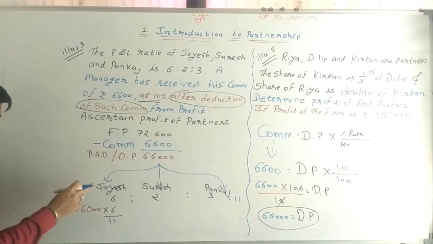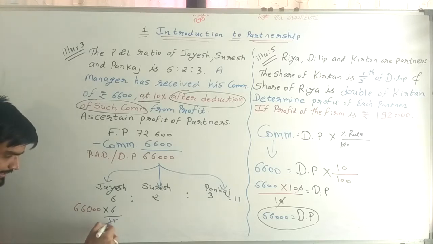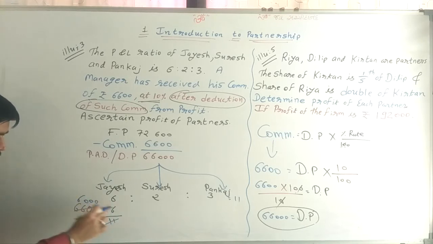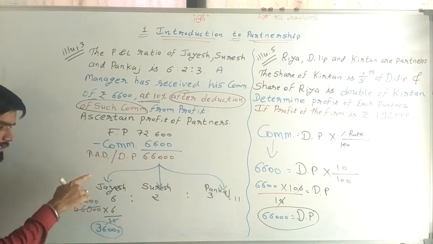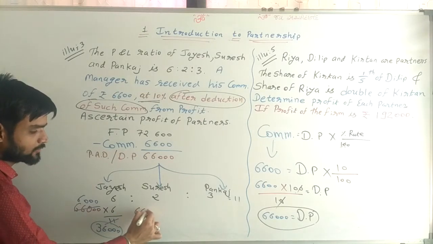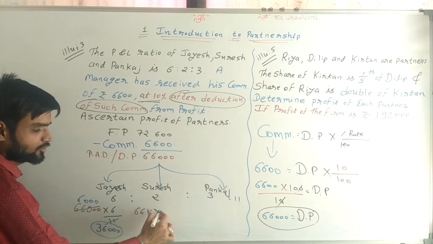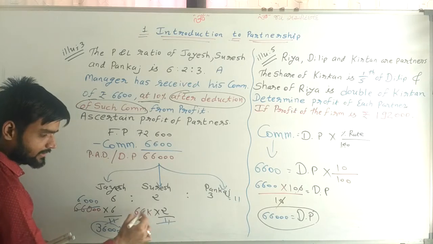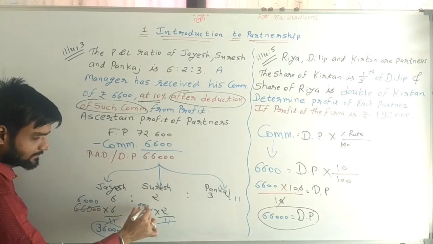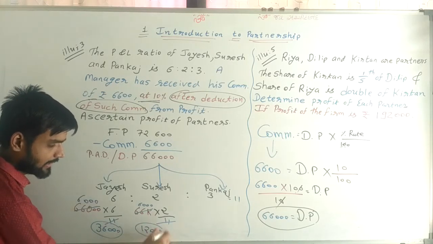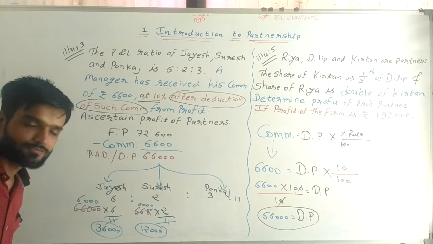Now solve this equation. Find the value of Jayesh. So 11, 6 done. 6,000. 6,000 into 6, 36,000 rupees is the profit of Jayesh. Same way we can solve here. 66,000 into 2, divided by the total of these 3, 11. Again 11 6 6,000 into 2, 12,000. 12,000 is the profit of Suresh.